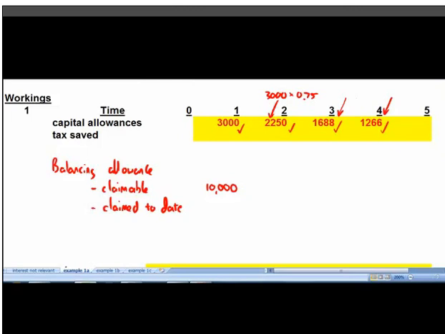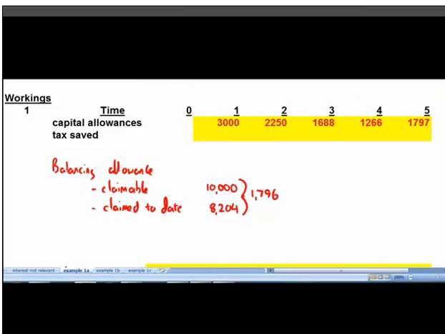The capital allowances are going to reduce your taxable profit, and it will allow you to save 30% tax in this example. So we're going to take the capital allowances in each year and multiply them by 0.3. So that's going to be a tax saving of 900 at time 1, and then using a similar method, multiplying by 0.3, we'll get the remaining tax savings.